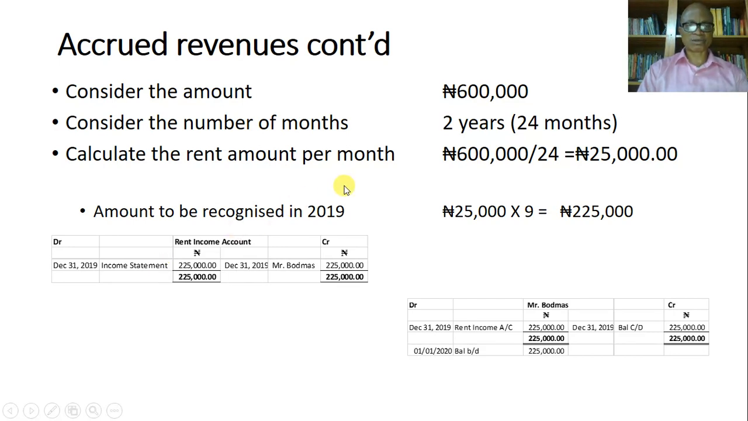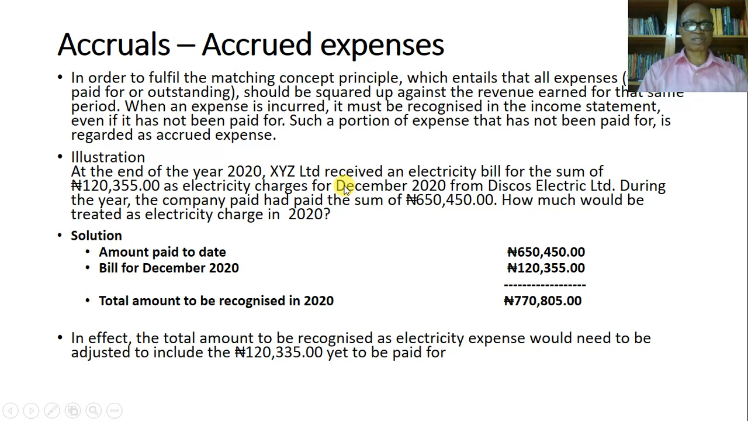Now let's go to the second aspect of accruals. That's accrued expenses. When we talk about accrued expenses, we're talking about expenses already incurred, but for which money has not been paid out, that has not been a cash outlay for that particular expense. So it's possible for you to have incurred an expense, but you're not physically giving out the money.